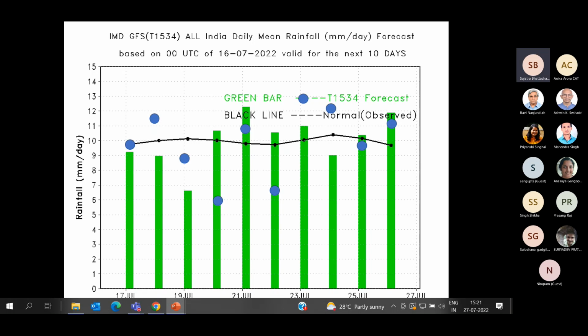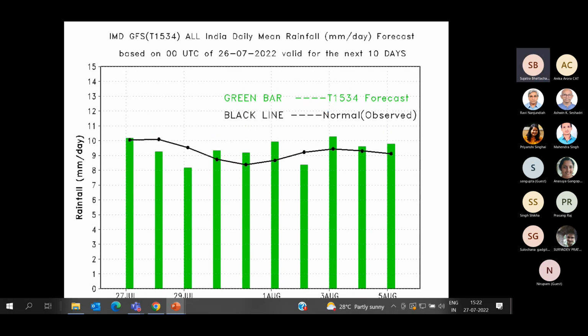So all I can say is, as of today's level of accuracy in models, we can only be confident about weekly mean all India rainfall. That's all we can be confident about. Anything smaller in time or in space, you're in trouble. Okay, but that's not a bad thing.